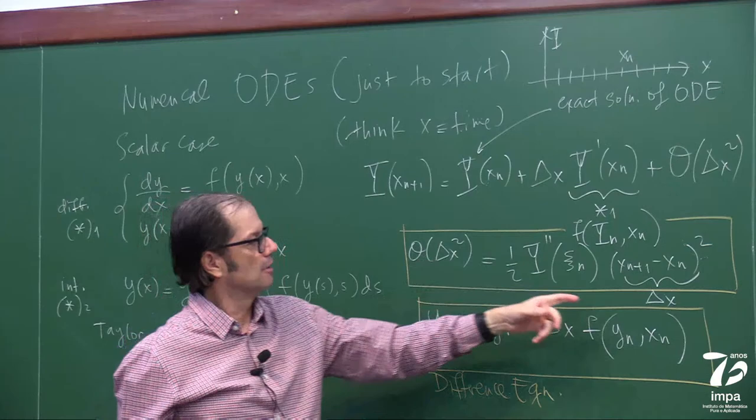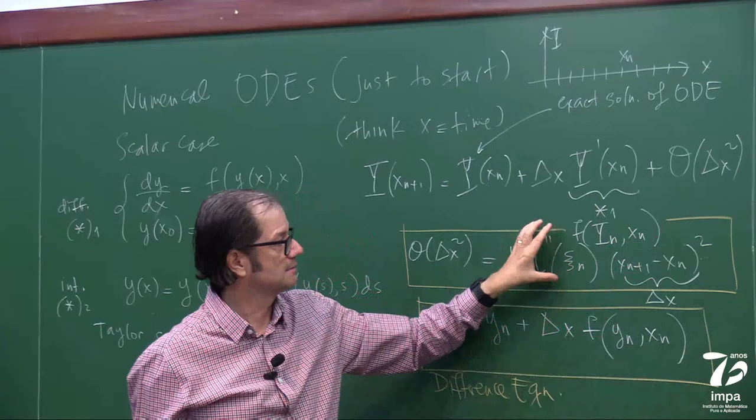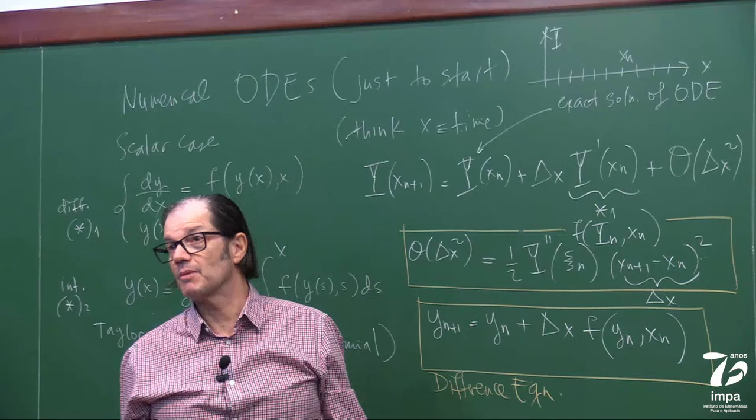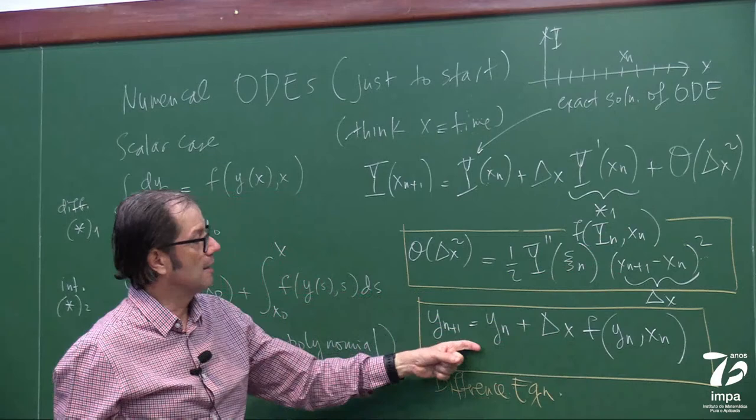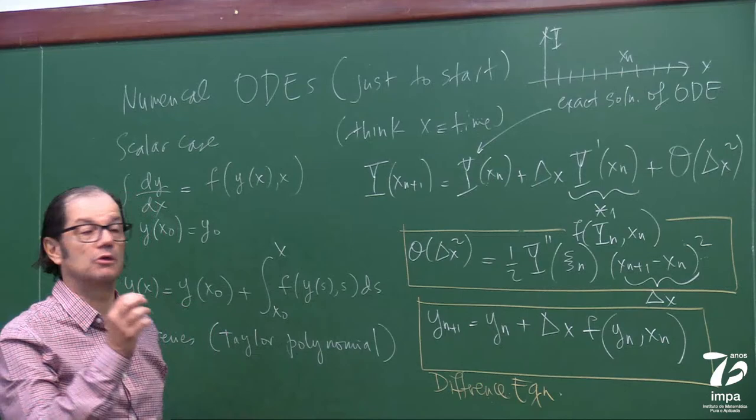The error is delta x squared. That's the asymptotic notation, big O. There's notation big O and little o. The notation big O means it's a constant times delta x squared. The ODE is simple mathematically, but it's good also for us to set the notation. So, delta x squared. And when I truncate, this is my difference equation. So this guy here, now this is important for what we're going to do.